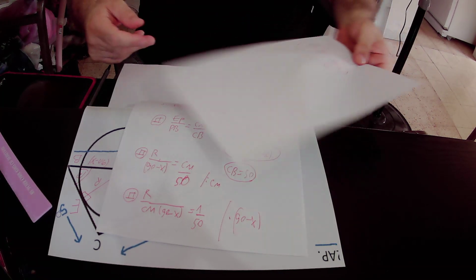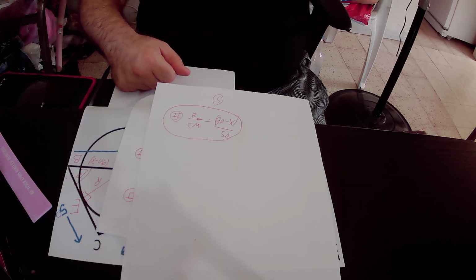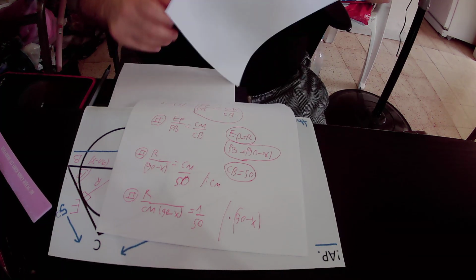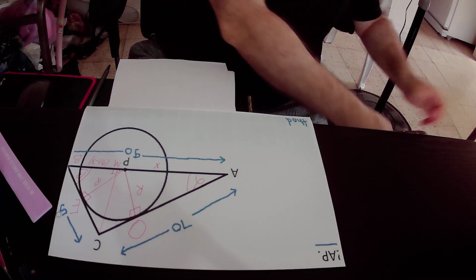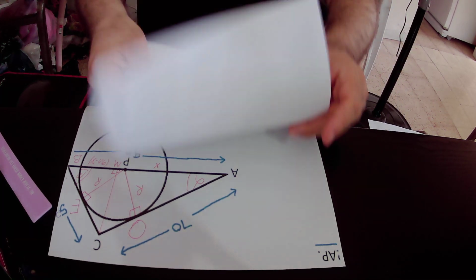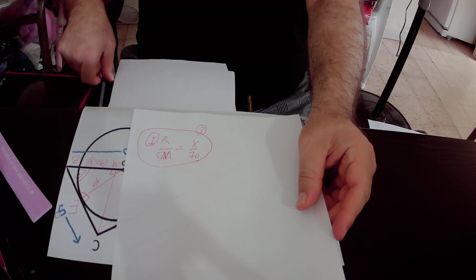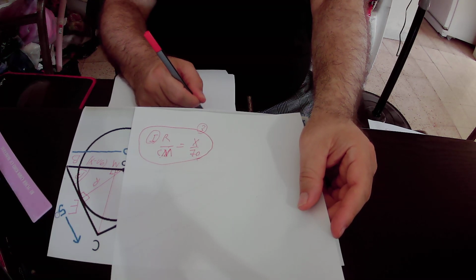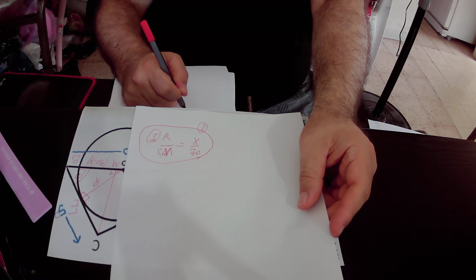So we got the equality that R over CM equals 90 minus x over 50. This is from the second equation, but from the first equation, we know that R over CM equals x over 70. So I write it down. From the first equation, we know that R over CM equals x over 70.